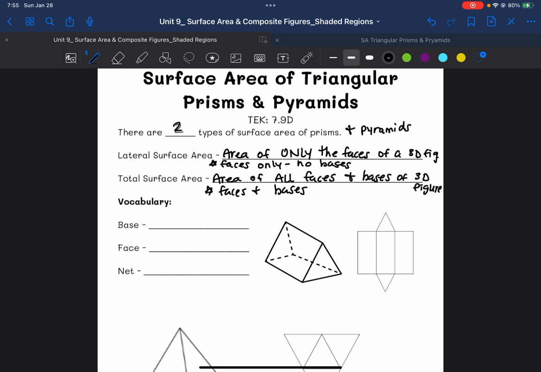All right, bases, we are talking about just the triangular, okay? A base for a prism, there's two. And in a pyramid, there is only one. This is the same as rectangular prisms and pyramids. Now a face is just a side, remember, and on triangular prisms and pyramids, there are going to be three on each side.